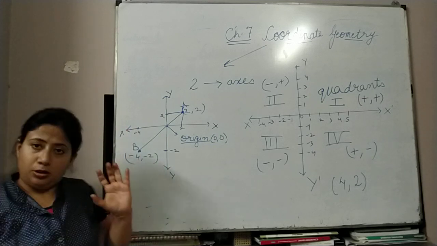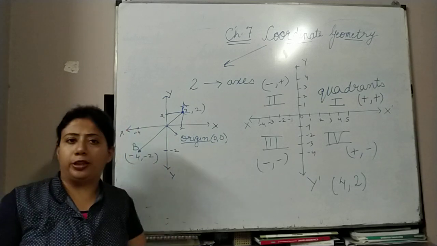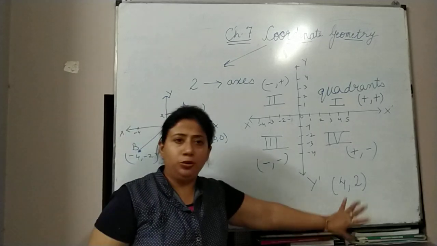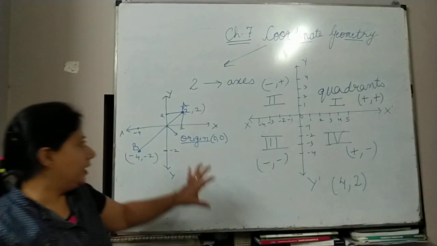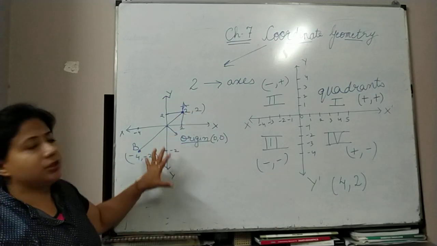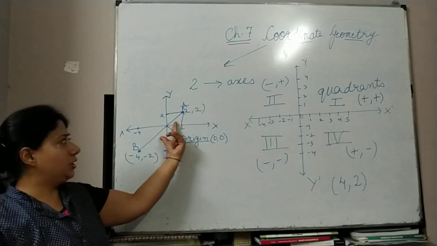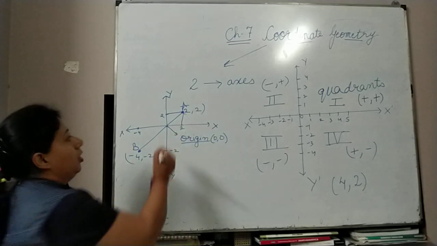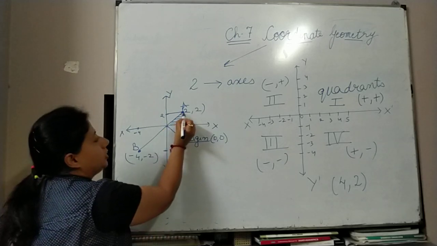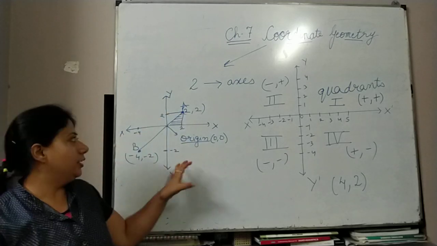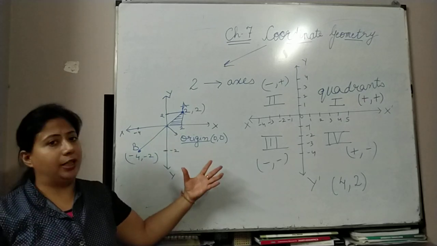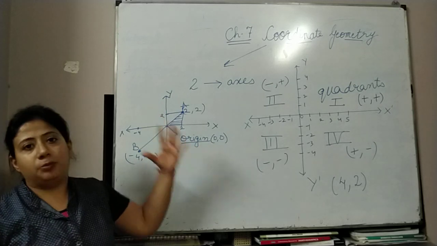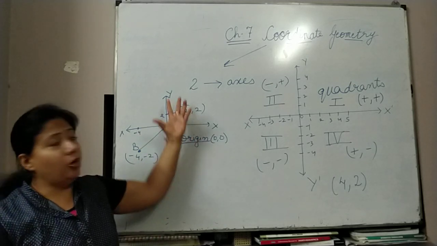Is that clear? What are we going to study in this chapter? We learned the location of points in 9th standard, and in 10th standard we are going to discuss the distance, the ratio of a line, the division of a line, or the area formed in a triangle, and how to calculate the area of this figure. Is that clear? Now I am going to start the chapter coordinate geometry. First, the list of formulas.